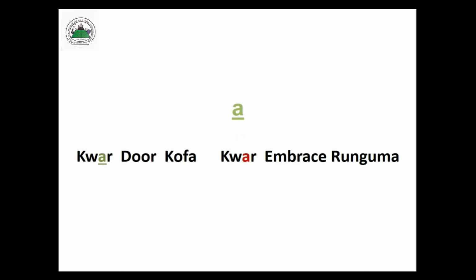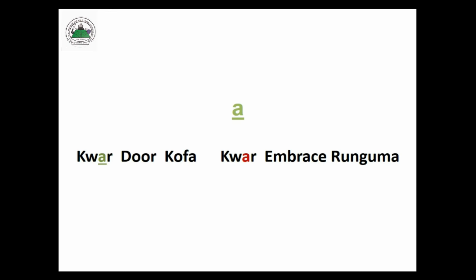The next vowel is one of our new vowels. This vowel is pronounced as in the word quer. Quer, which means door in English, kofa in Hausa. Now we're going to do a little comparison with the other vowel that is not underlined, which is A.